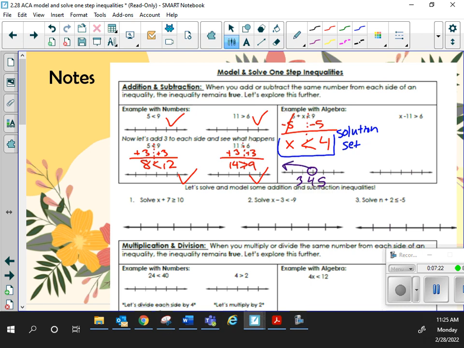Yup. Okay. Similarly, I've got this inequality. X minus 11 is greater than 6. I want to get x by itself. I see what operation? I see subtraction, so I use addition. Plus how much? 11. Plus 11. Okay, so that's x. 17, and then bring down that line.